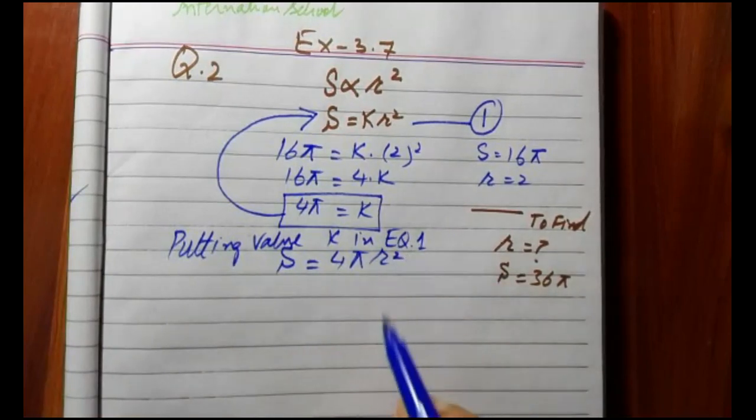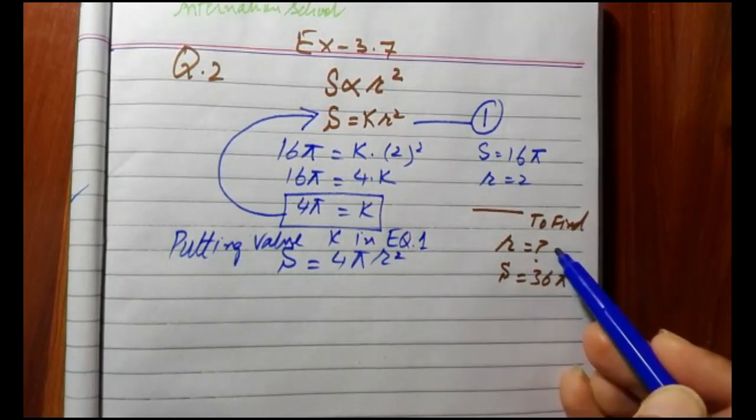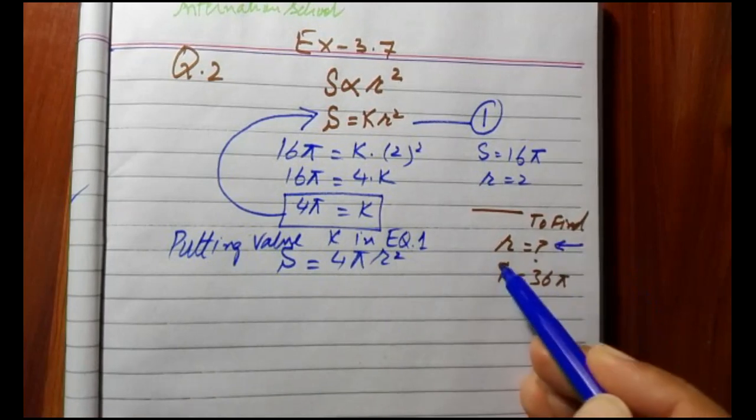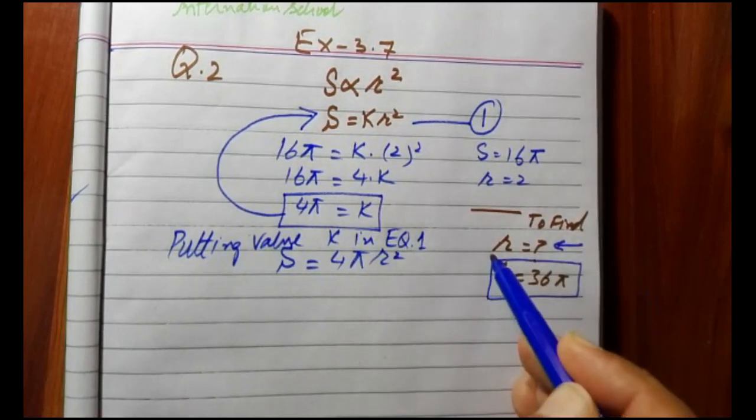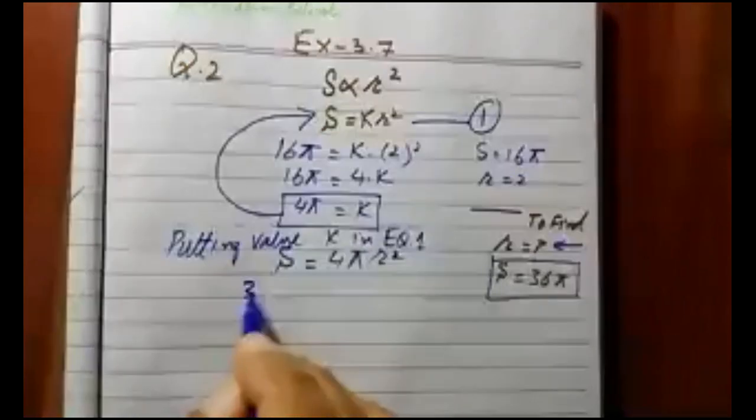Now we are being asked to find R, but for that we have to substitute S is equal to 36 pi. Because these are word problems, I will recommend you to keep on reading the textbook. Word problems sometimes cause a lot of difficulty for students if they are not reading the statement, what is given and what is required to be calculated. For that purpose, you should substitute the value of S, that is 36 times pi equals 4 pi R square.